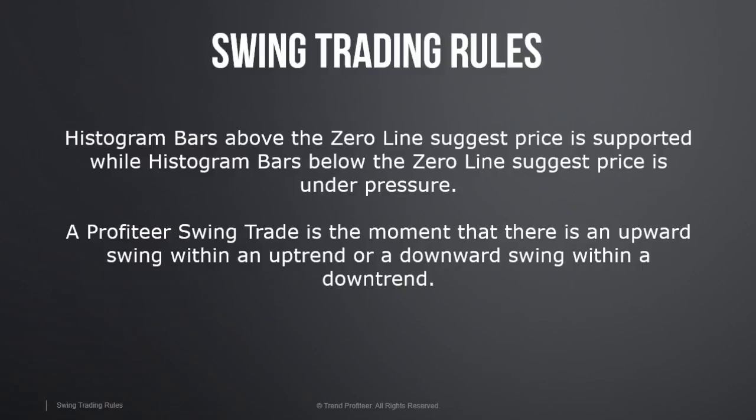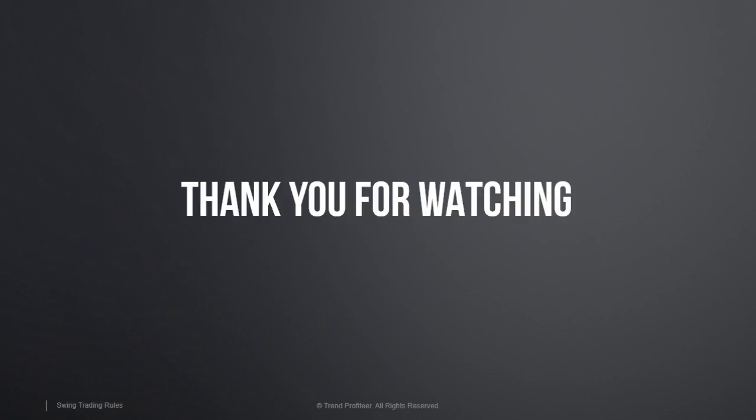Histogram bars above the zero line suggest price is supported, while histogram bars below the zero line suggest price is under pressure. And a profiteer swing trade is the moment that there is an upward swing within an uptrend or a downward swing within a downtrend. And over the next 4 lessons, we'll go over that in more detail.